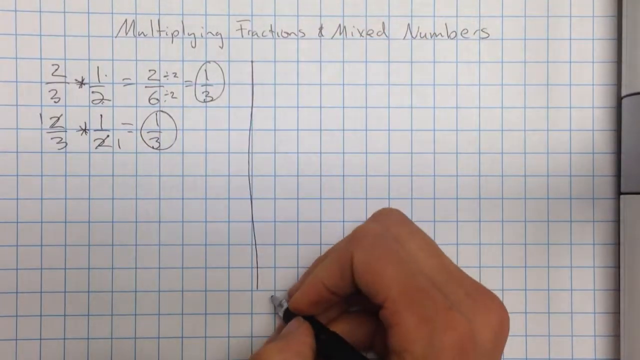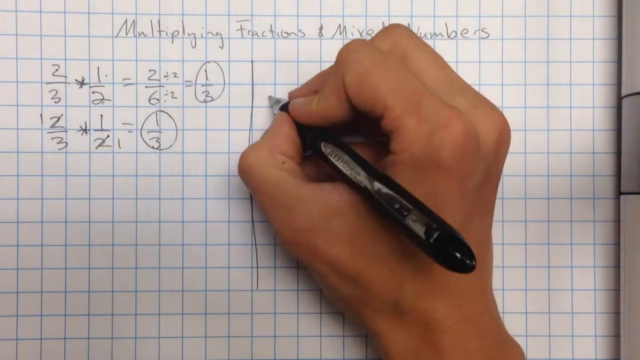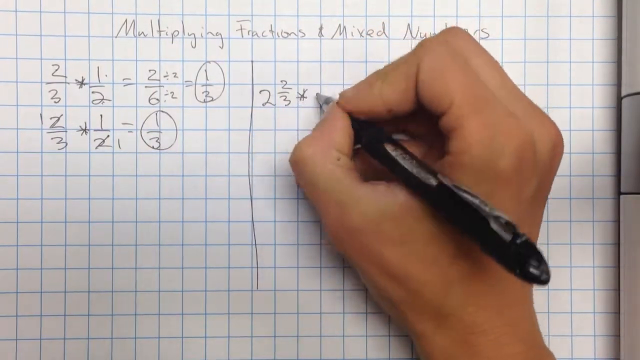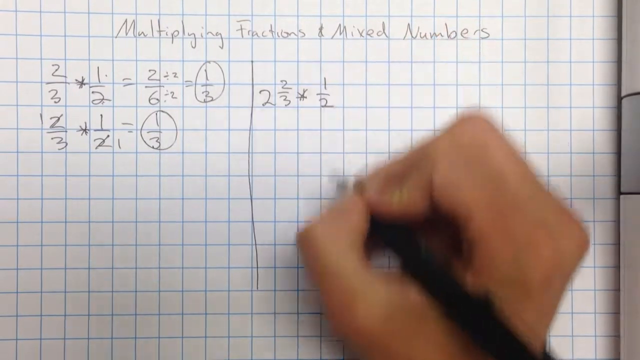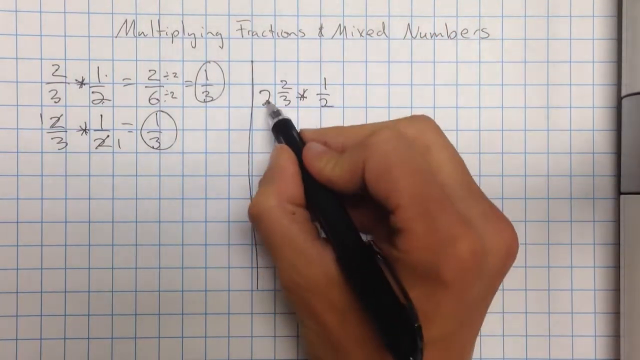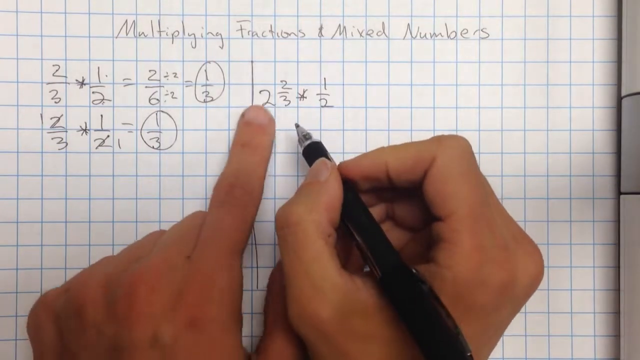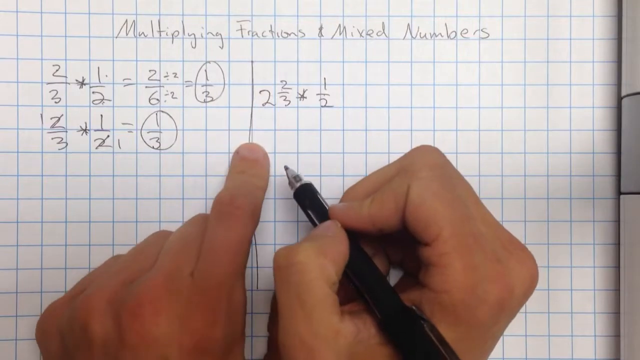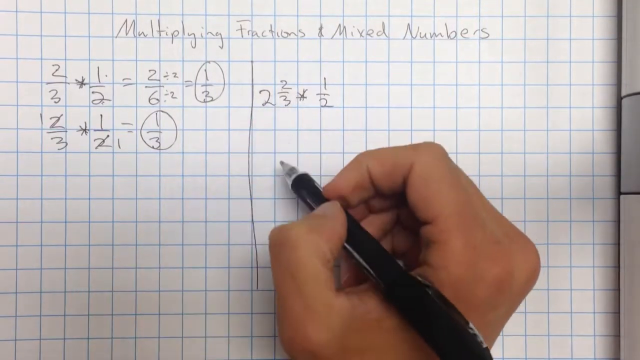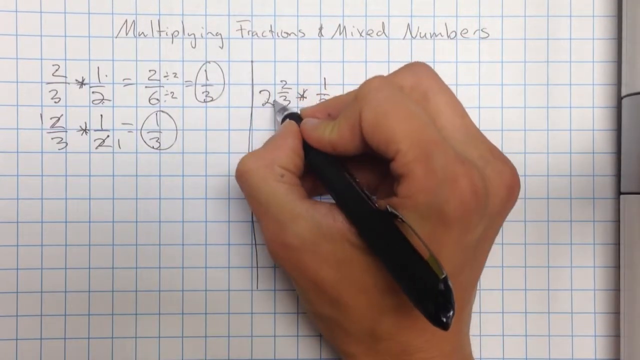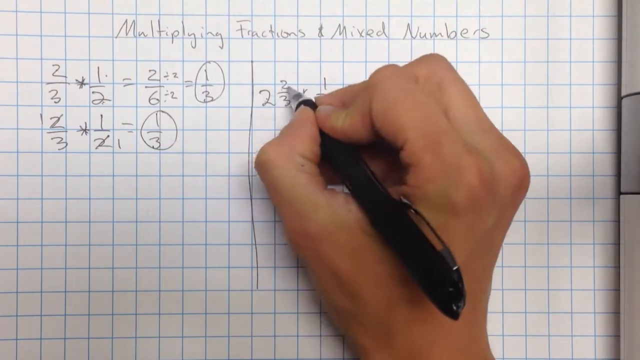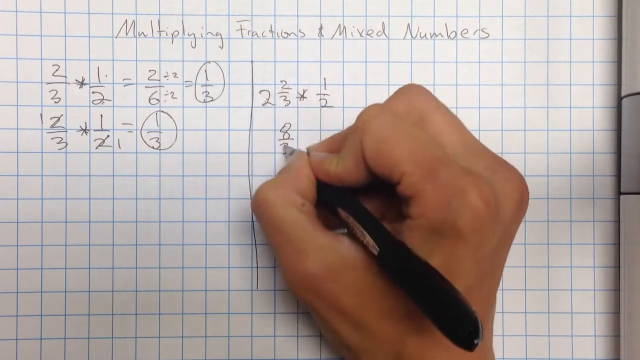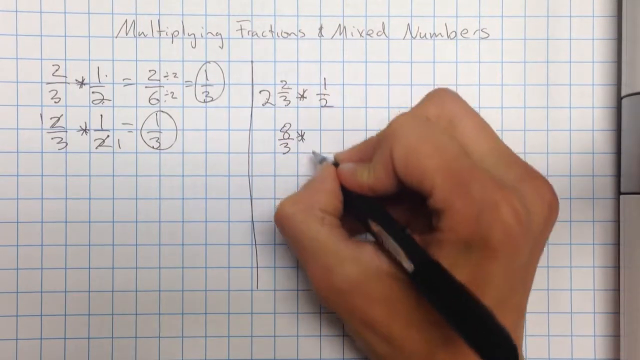Okay, so let's look at what if we had a mixed number. What if we had something like 2 2/3 times 1/2? Before I can multiply, the common mistake is people just multiply the fraction part and just add the 2 on the end, but that doesn't work. You have to turn it into an improper fraction first. So we'll turn this into an improper fraction. 2 times 3 is 6, plus the 2 pieces I had up top, that means 8/3. So 2 2/3 is the same thing as 8/3.